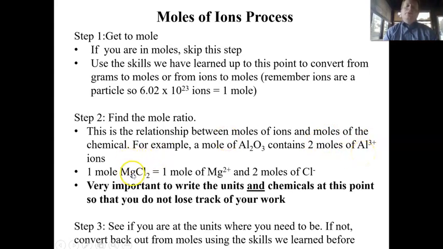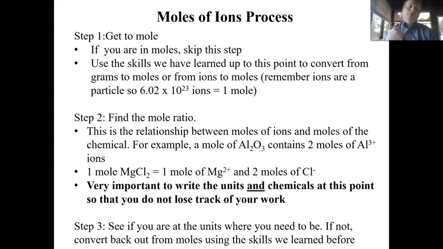For every 1 mole of MgCl2, there's 1 mole of Mg and 2 moles of Cl-. Just pulled that straight from the formula. That's all that came from. And then from here on out, you also want to include your chemicals with your units, which we'll see in a second.